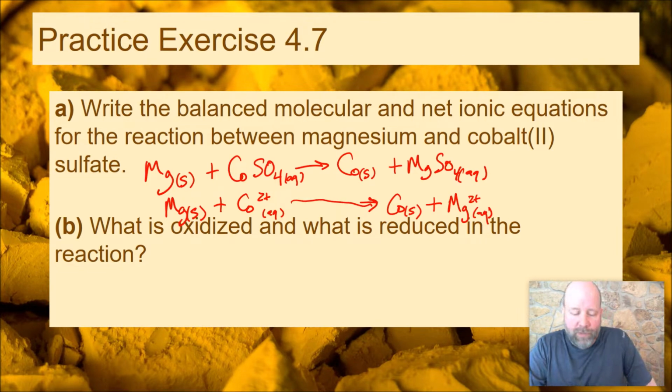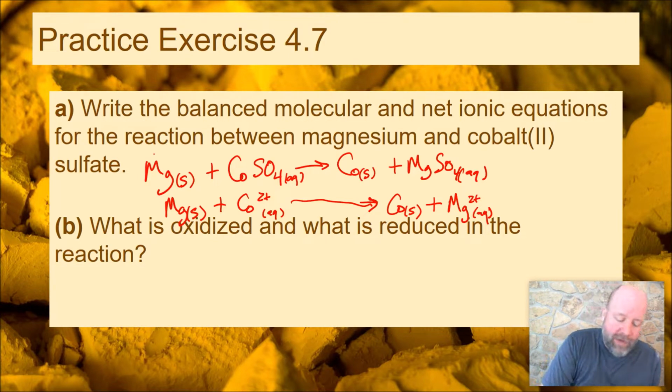Now, what's oxidized and what's reduced? Well, we need to look at what goes up and what goes down, right? You can remember OIL RIG, or you can remember LEO says GER, but reduced means goes down. So all we got to do is look at the oxidation numbers. Anything in its elemental state is a 0. Anything in its ionic state is its ion's charge. So this is 2 plus. The sulfate we're not going to worry about. It's not in our net ionic equation, so it's not part of the redox reaction. The cobalt goes to elemental, so it's 0. The magnesium becomes ionic, so it's +2.